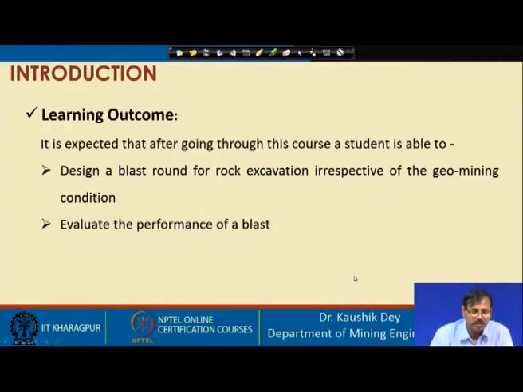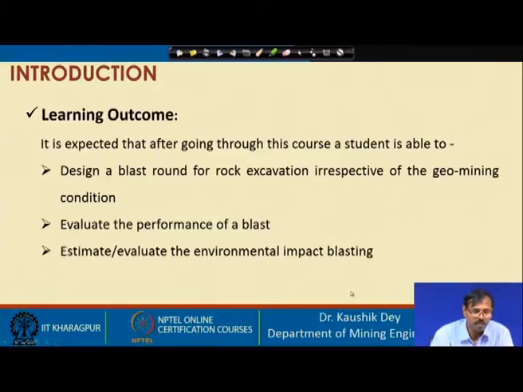I also want a student to evaluate the performance of the blast he has designed. He has designed a blast, and if he is unable to evaluate its performance, its economics, its safety precautions, then it is very difficult. So, that is why the student should know how to evaluate the performance, and they must evaluate it in economic terms, in safety terms, in environmental terms. They must estimate the environmental impact of the blasting. They must evaluate the economics of the blasting.